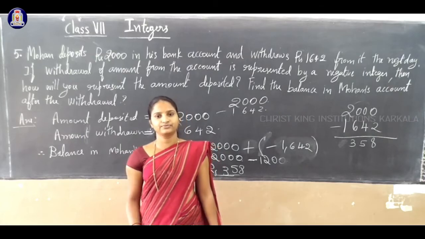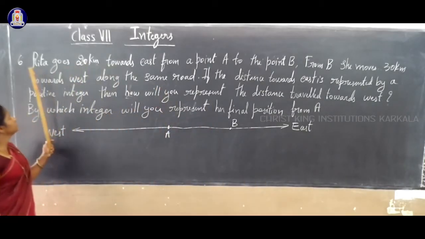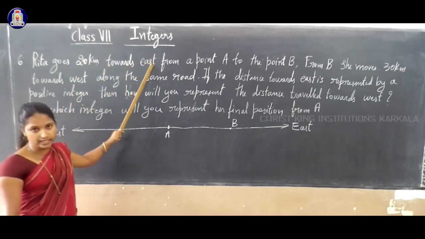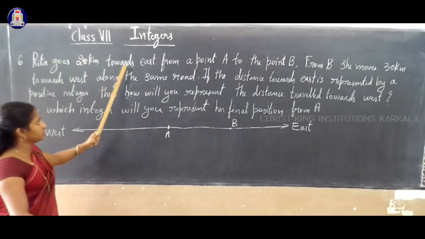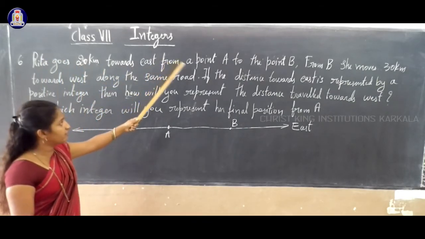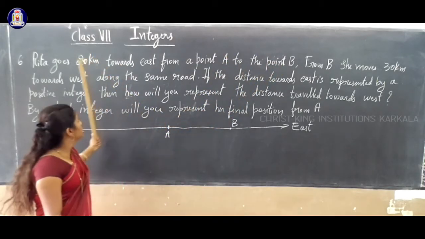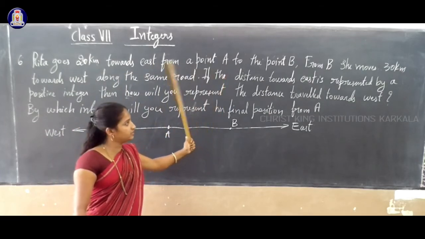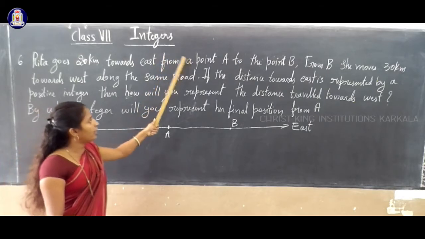Thank you. Okay, see here next question. Sixth question. Rita goes 20 km towards east from a point A to the point B. Clear? Rita travels 20 kilometers towards east. East direction, 20 kilometers towards east from a point A.